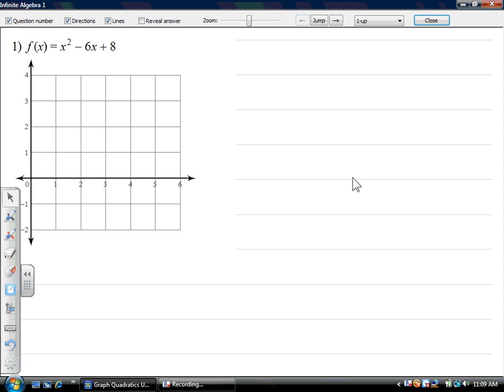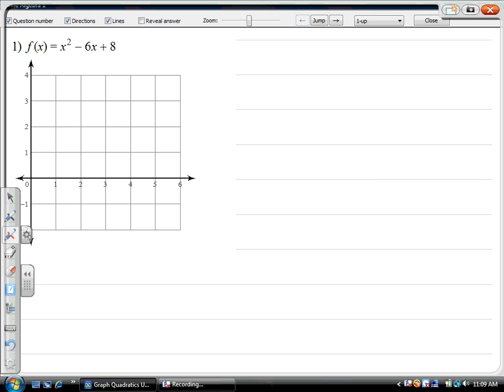All right, now if we were to give you a test or quiz without the calculator, these are some of the steps you're going to need to know how to do. We've got an equation in standard form. I'm going to see if it can be factored. That way we can find the x-intercepts very easily. So we're going to have x squared minus 6x plus 8.